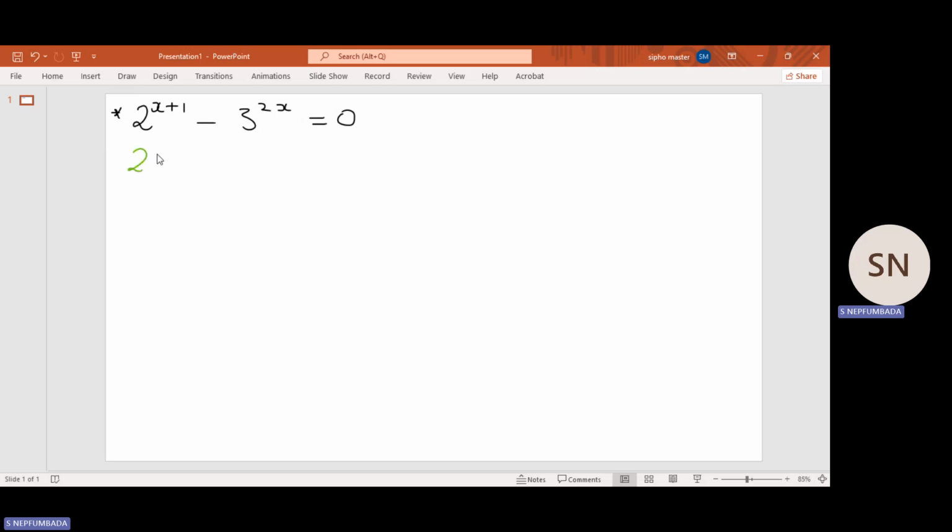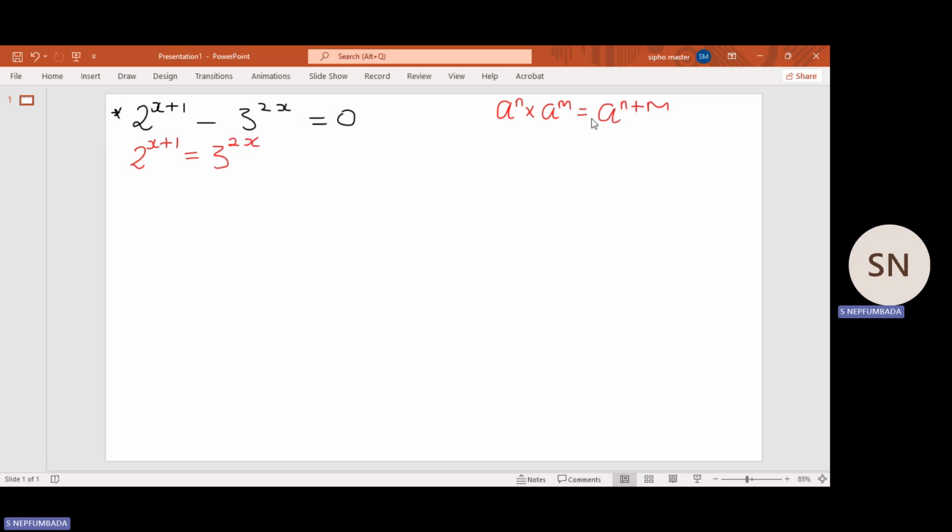Then I'm going to have 2 to the exponent of x plus 1 equals 3 to the exponent of 2x. And we know from our law of exponents that if we have a to the power of n multiplied by a to the power of m, this is the same as a to the power of n plus m. When the bases are the same, with multiplication, we add the exponents.